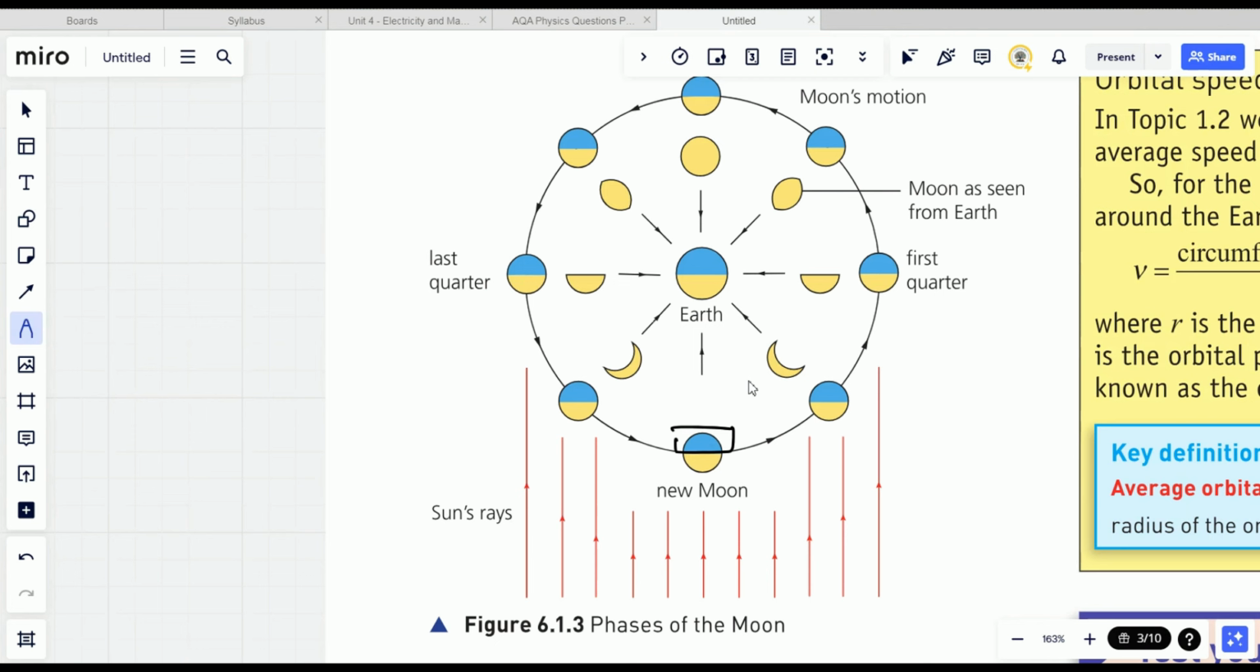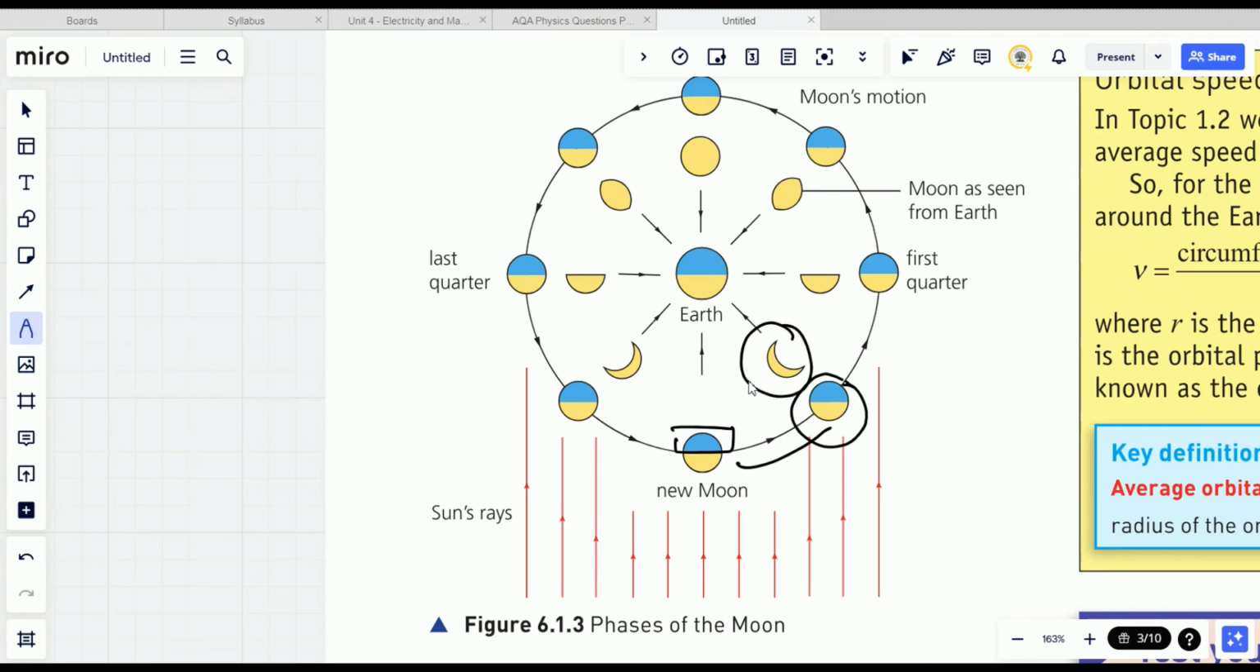The side that is facing the earth is in total darkness. That's why we are not able to see the moon. Understood? Okay. Then as the moon revolves and reaches this part, then it looks like this.